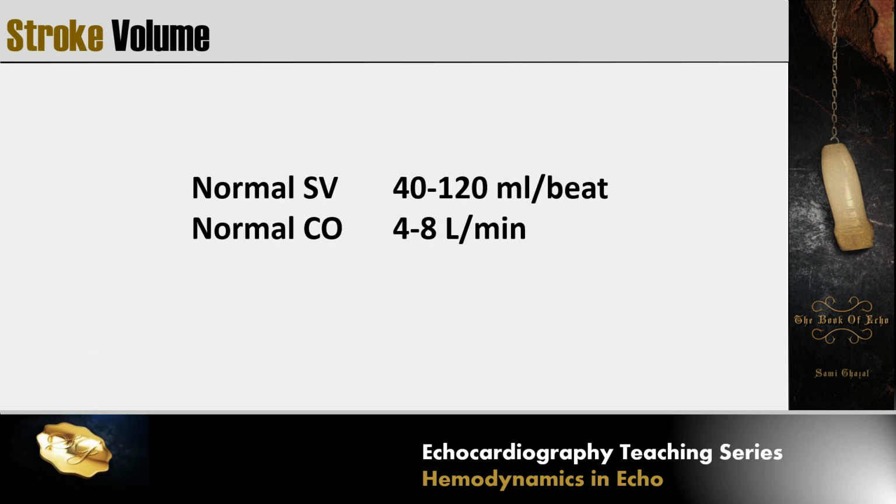Normal stroke volume will vary. It's between 40 to 120 ml per beat, and the cardiac output again is between 4 to 8 liters per minute.